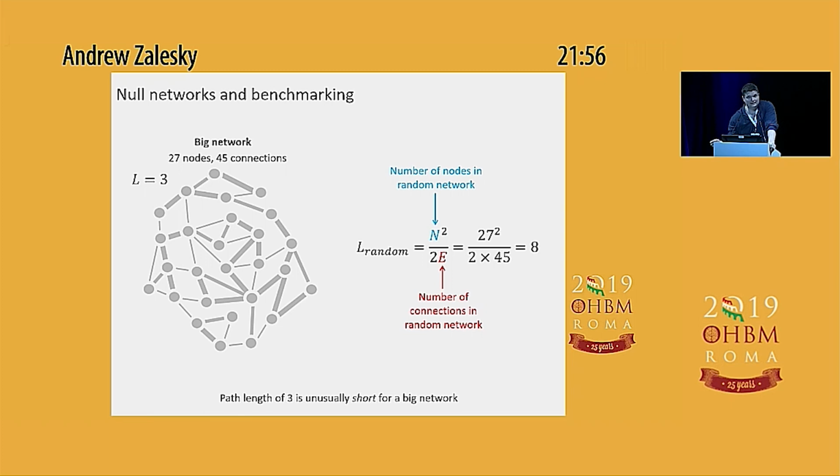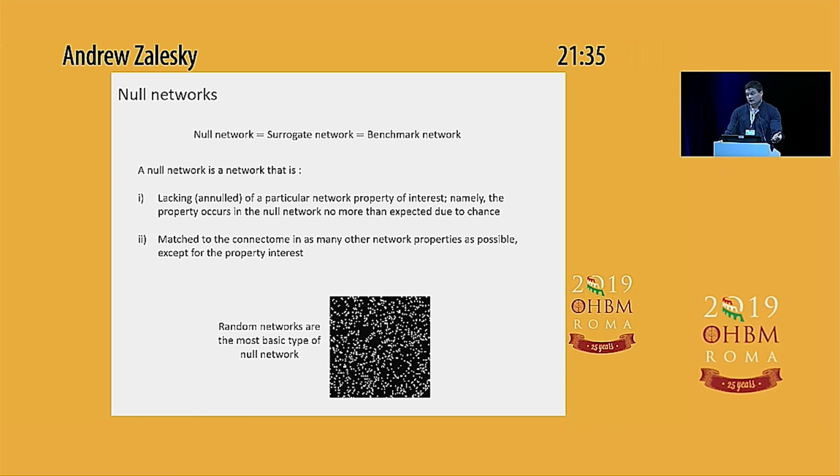And so this is telling us that there's something perhaps optimized in the connectome that has given rise to this short path length. So the point I want to make here is that we need some kind of reference or benchmark to determine whether a network measure, such as path length, is necessarily long or short. So this kind of reference would be given by a null network.